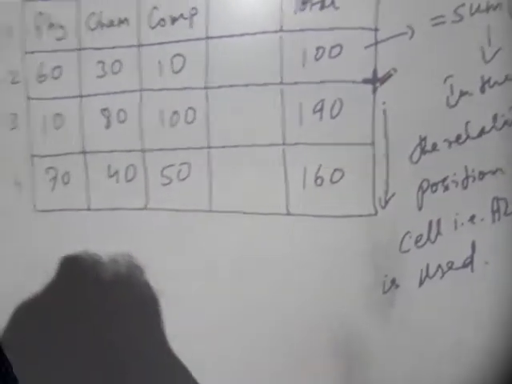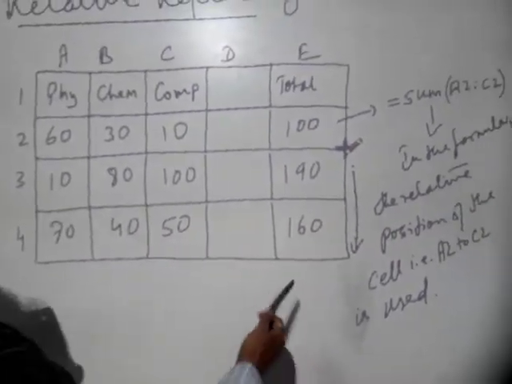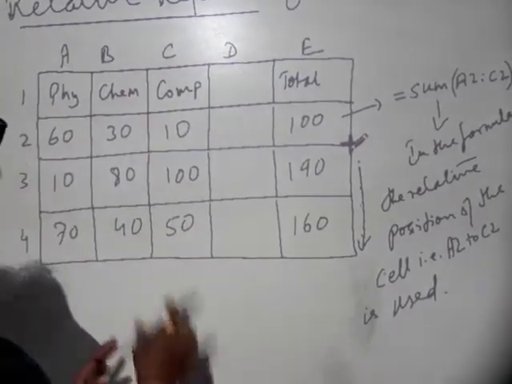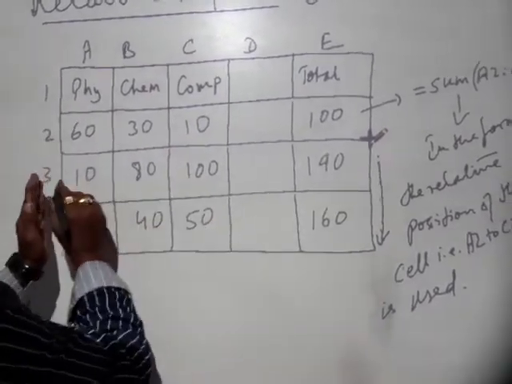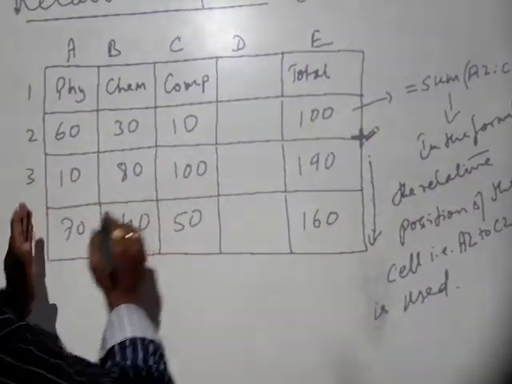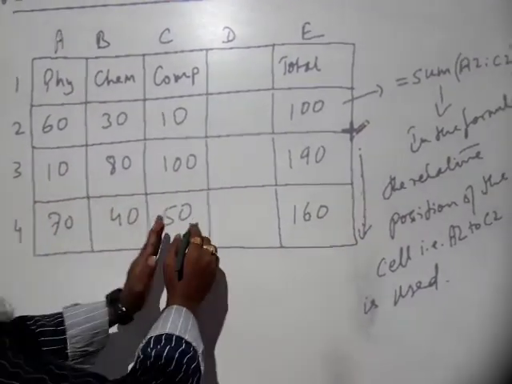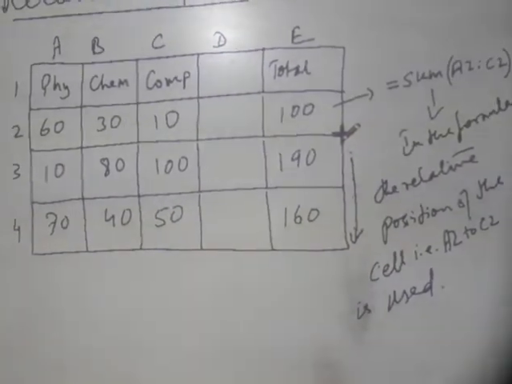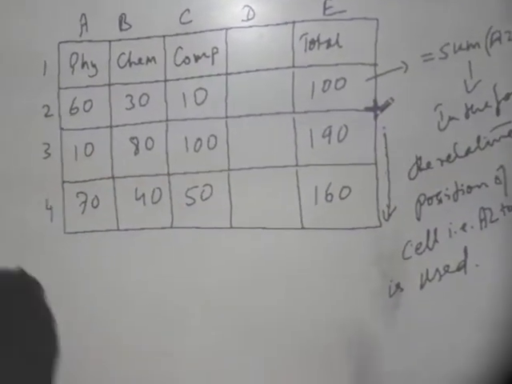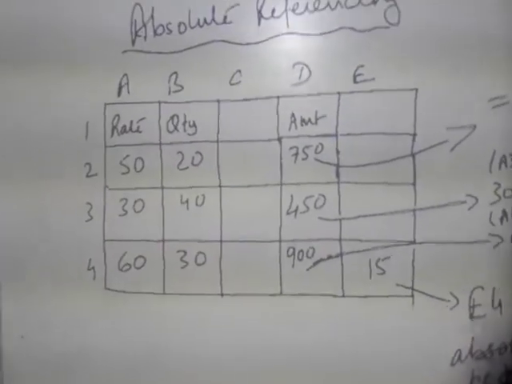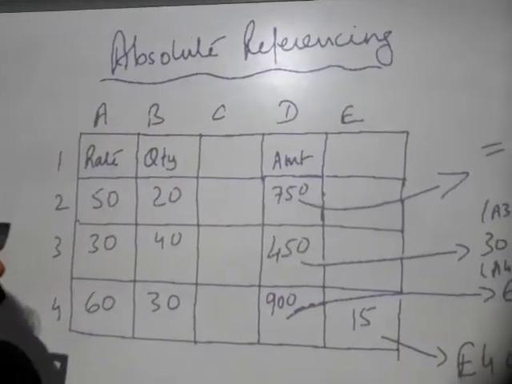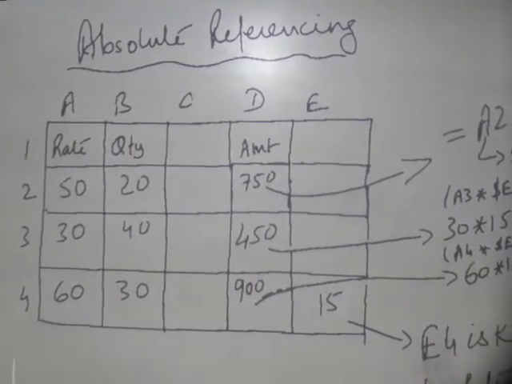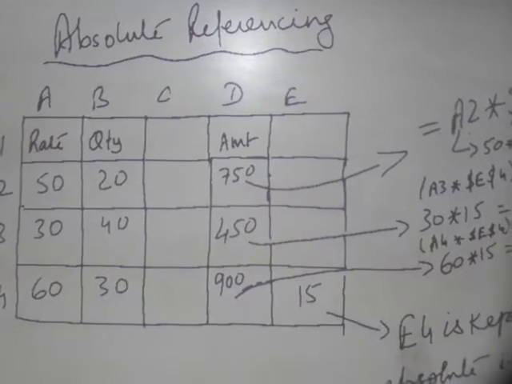As a result, once the formula is copied relative to the position of A2 to C2, in the second case you get A3 to C3, then similarly you get A4 to C4 copied over here, and the result is obtained. Then the second one is absolute referencing. In case of absolute referencing, one of the cells is kept as absolute.